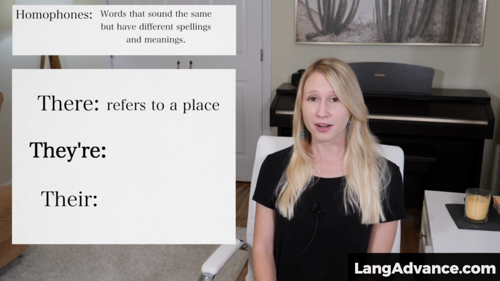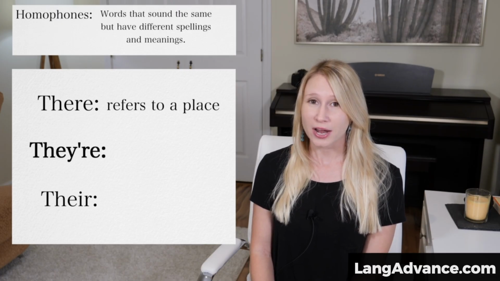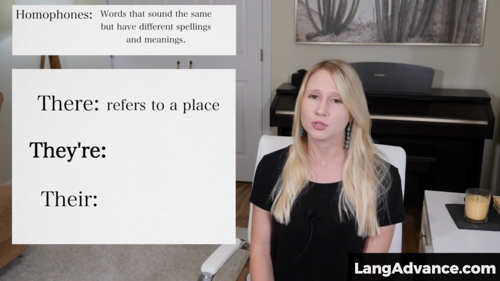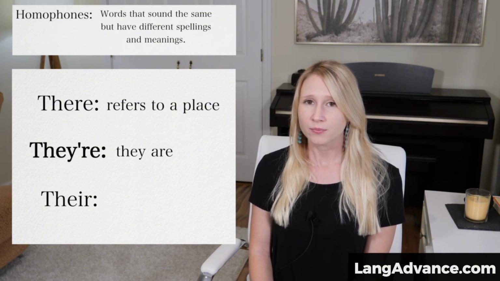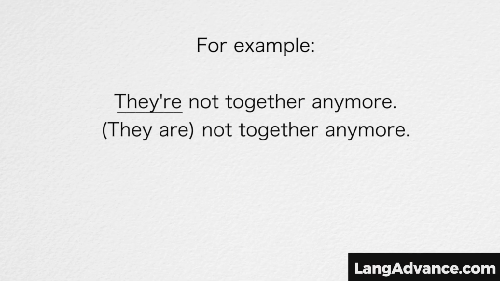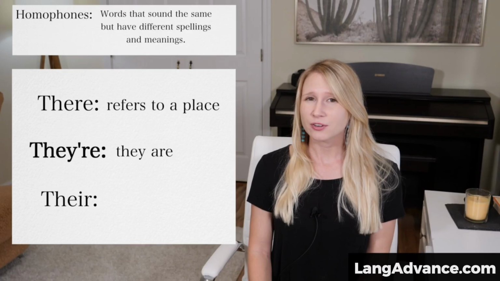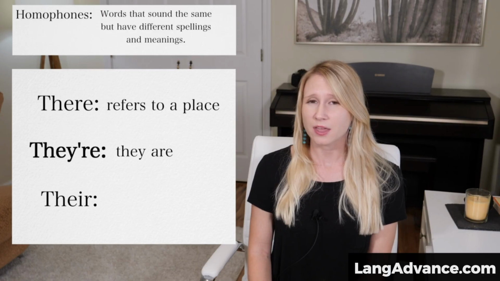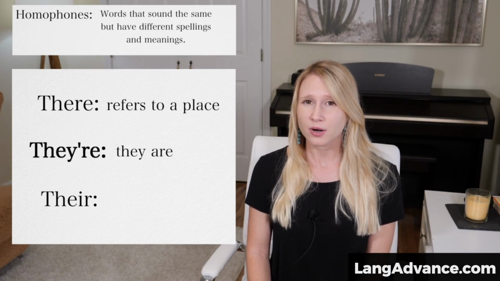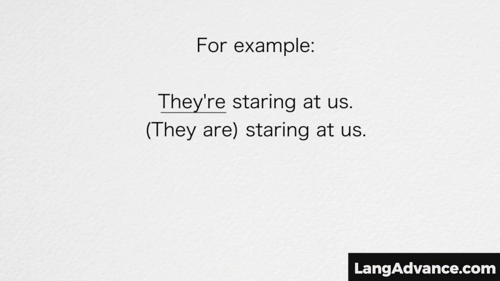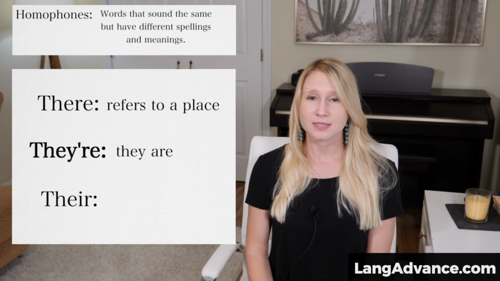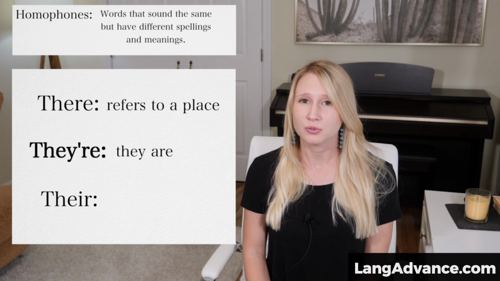Next is the word they're. This time, there is a contraction. The apostrophe tells you that this word is actually combining 2 words. They are. So for example, you could say, they're not together anymore. They are not together anymore. If you're not sure whether to use this word in a sentence, replace it with the words they are and see if it still makes sense. For example, they're staring at us. They are staring at us. So in that case, the sentence makes sense, so you would know you need to use the word they're.